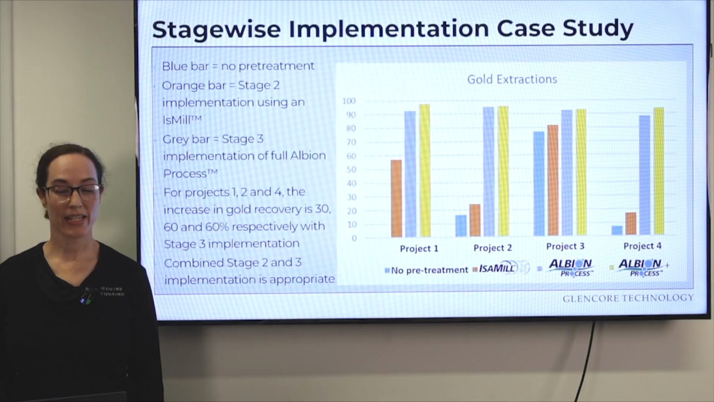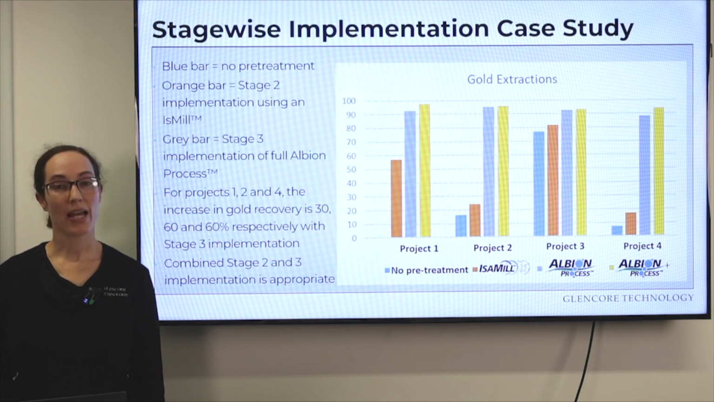Okay, so in this case study, we look at 4 different projects. I'll just run you through the graph. So the blue bar is the gold recovery if no pretreatment was required. This would be if you were to send your sulphide con straight to the CIL circuit. In project 2 and 4, you can see that the gold recovery is very, very low, and this is because the cyanide cannot leach the gold from the sulphide matrix.